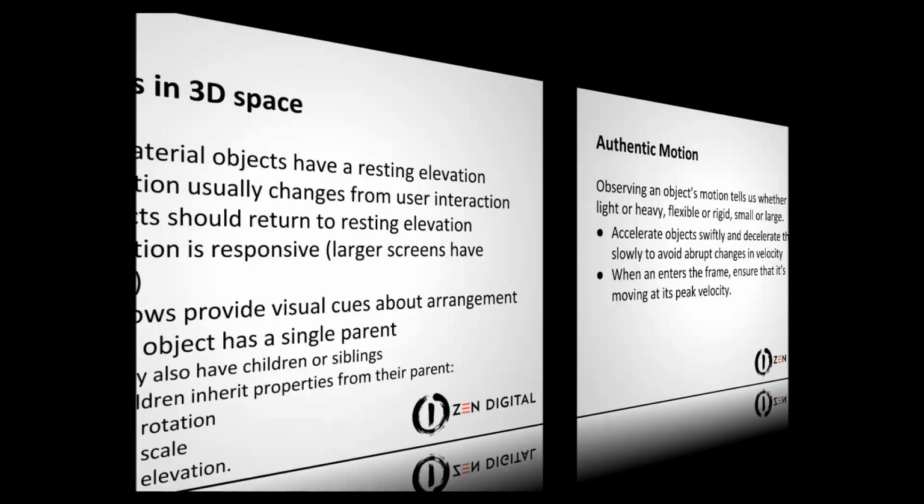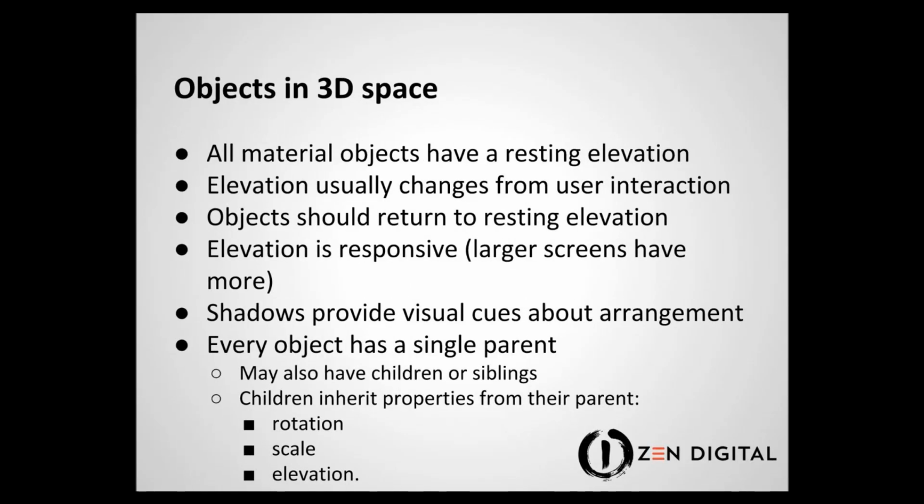Shadows provide visual cues about arrangement. Every object has a single parent. It may also have children or siblings, as I mentioned, and children inherit properties from their parents. So a child inside an object or sheet, if you rotate the parent, obviously the child will rotate with it. If you change the scale, it'll change. If you change the elevation, it'll change.